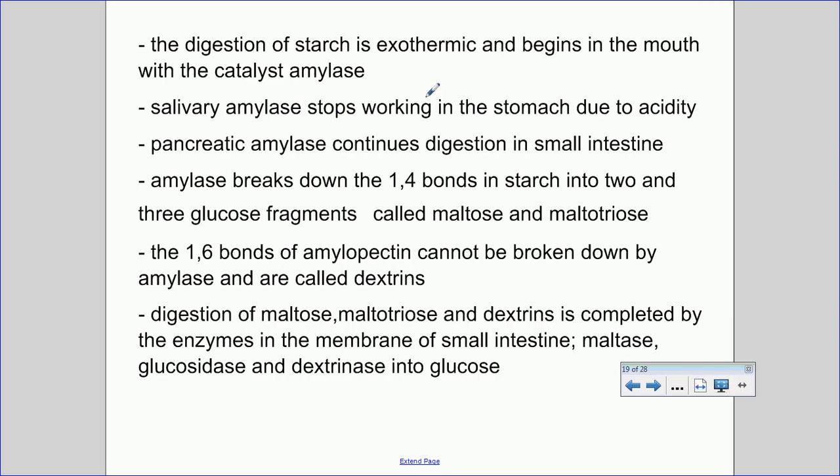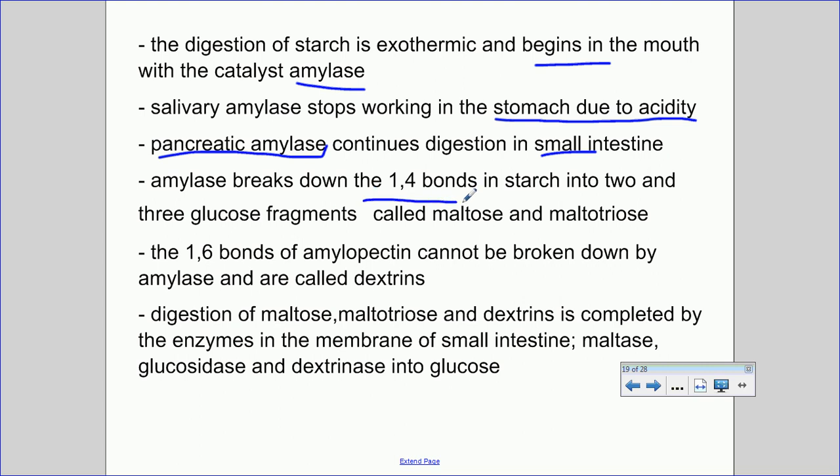The digestion of starch is exothermic and will begin in the mouth with that enzyme amylase. Salivary amylase stops working when it reaches the stomach due to the acidity. The enzyme becomes denatured and can't work anymore. In the small intestine, starch digestion will continue by pancreatic amylase. So the pancreas will produce amylase as well, which will continue that starch digestion.